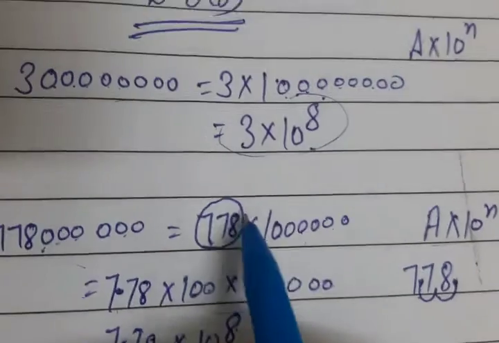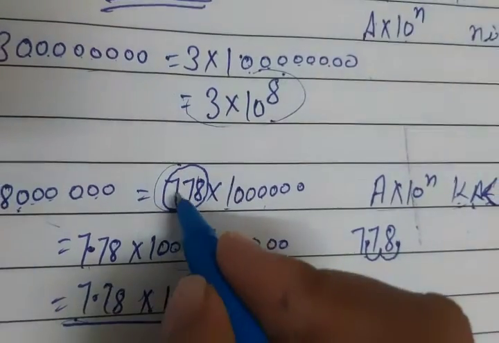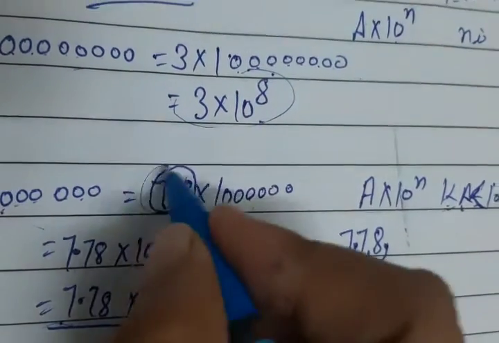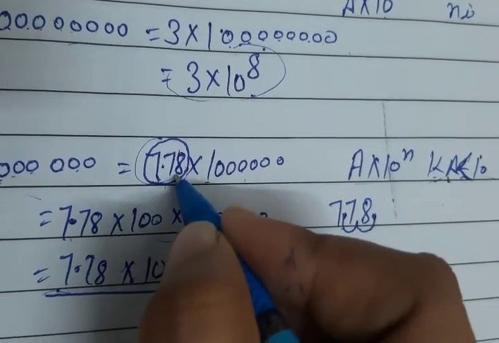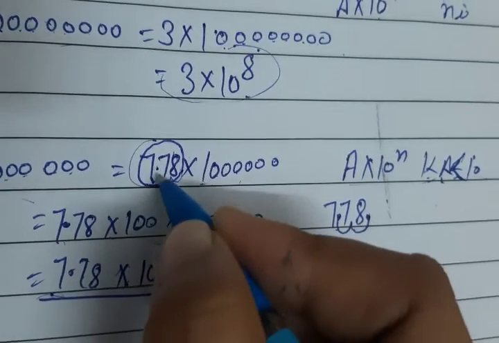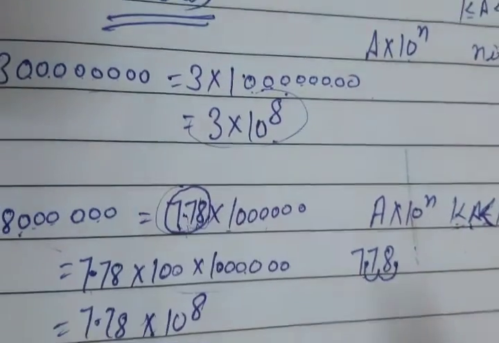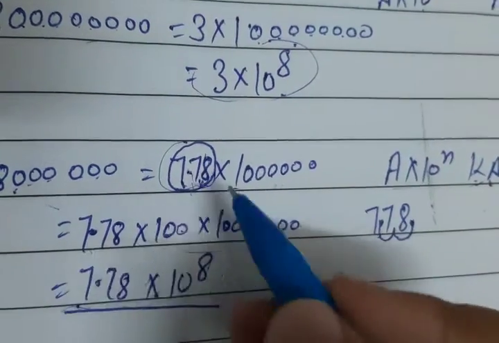Again I repeat, if a is greater than 10, then what we do is put a decimal after one digit, and we start from the last number. We will see after how many places the decimal moves. Here it is 2 places, that means multiply by 100. If it moves after one place, that means multiply by 10.